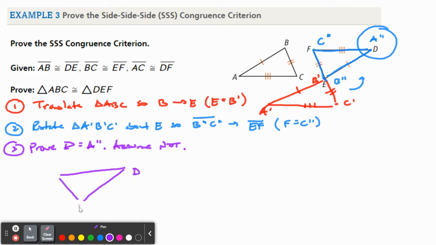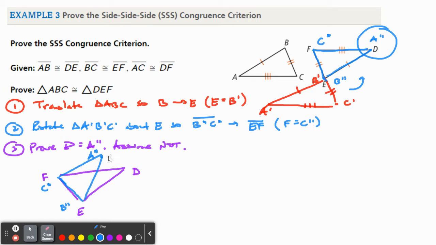DEF. And now I'm going to put triangle C prime, B prime, A prime on there. So C prime and B prime are going to line up with F and E. So this is C double prime and B double prime. But I don't want A and D to line up. So I'm going to put A out here. A double prime.